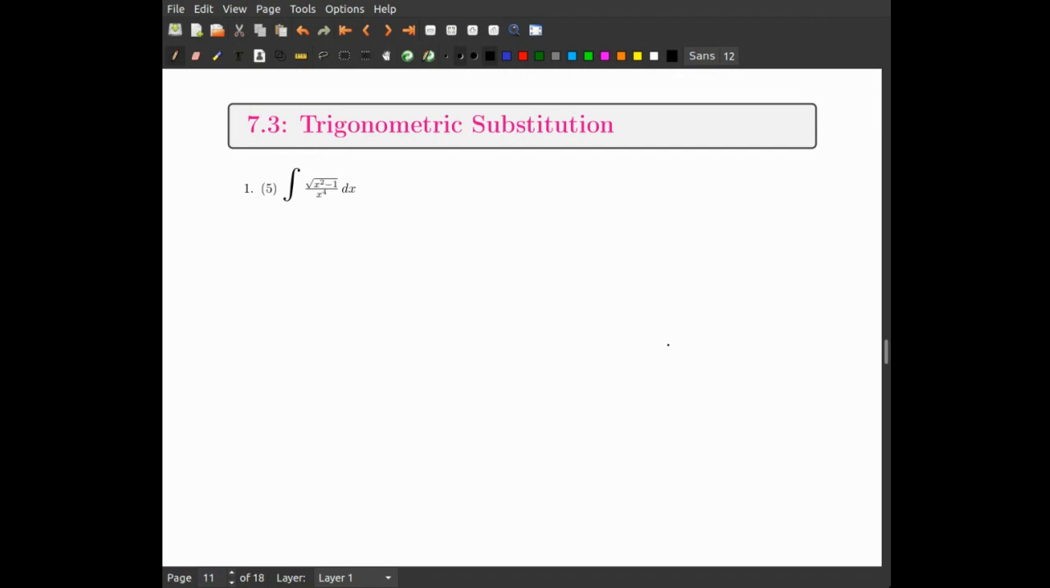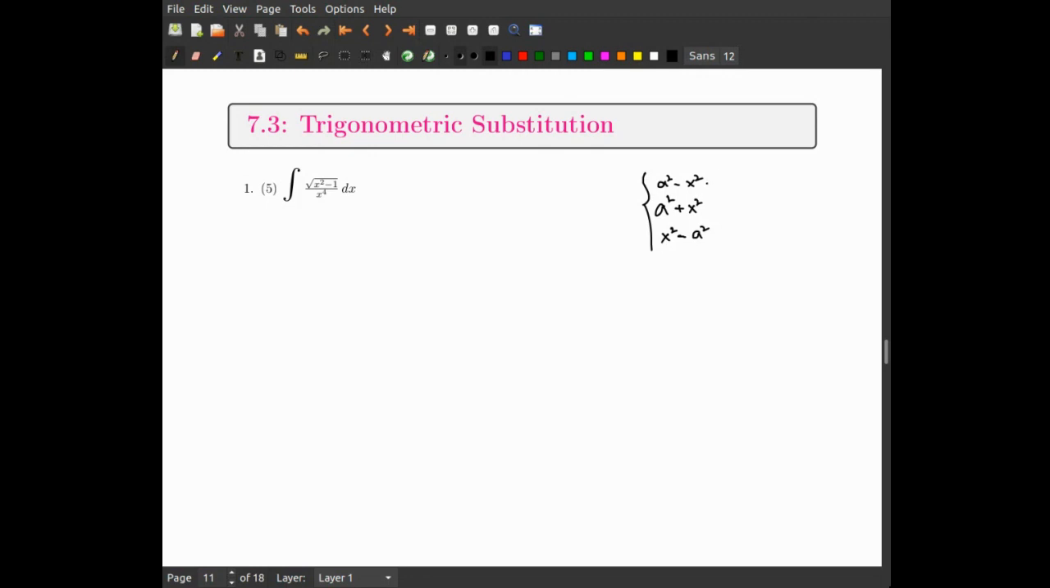Okay, so there are 3 straightforward things. If you are dealing with a square minus x square, where a is some number, any number, but x is the variable, that x square is fixed. So if you have a square minus x square in your integration, or a square plus x square, or x square minus a square, these are the 3 different scenarios you might encounter.